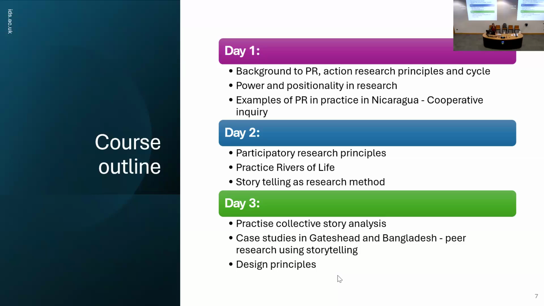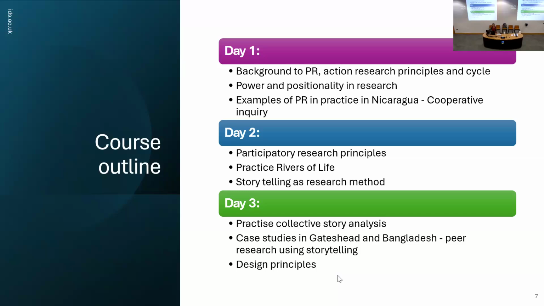So day 2, we talk about participatory research principles. Drawing on that background and the knowledge from day 1, we start to generate the principles of how to do participatory research. These are really important because they inform both how you think about your epistemology, but also how you think about your facilitation and how you work, because they are linked.